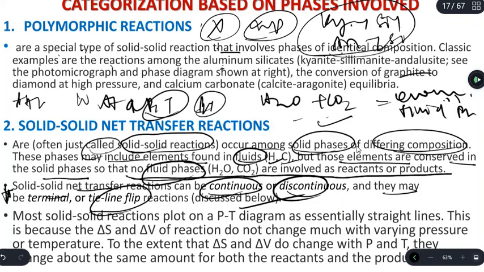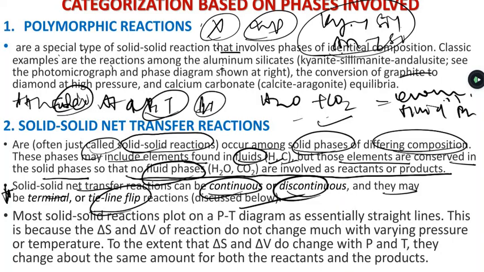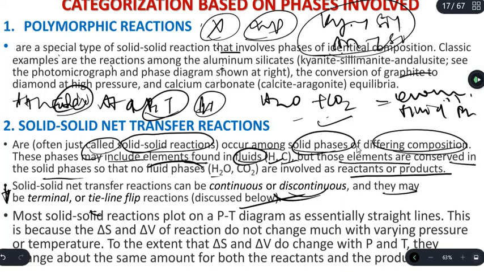Like at eutectic point, the new mineral phase will come, that is called the discontinuous reaction. All those reactions can be discontinuous, continuous, depending upon the pressure temperature range. Whether the complete reaction is completely reacting with each other and giving rise to another product or not, or whether at a particular point the new mineral phase will come, that is called the discontinuous. Clear? So ये फैक्ट हमेशा याद रखना, solid-solid net transfer reaction can be continuous or can be discontinuous. They may be terminal reaction also and tie line flip reaction also.